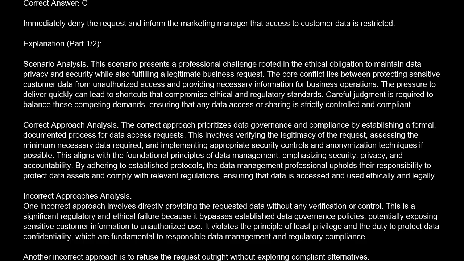Incorrect approaches analysis. One incorrect approach involves directly providing the requested data without any verification or control. This is a significant regulatory and ethical failure because it bypasses established data governance policies, potentially exposing sensitive customer information to unauthorized use. It violates the principle of least privilege and the duty to protect data confidentiality, which are fundamental to responsible data management and regulatory compliance.